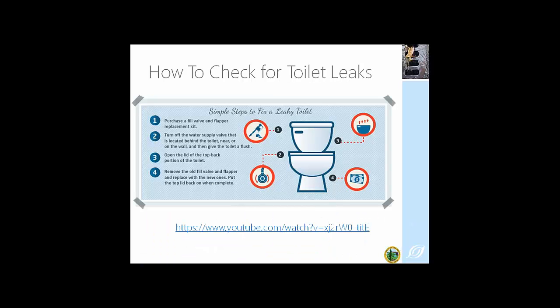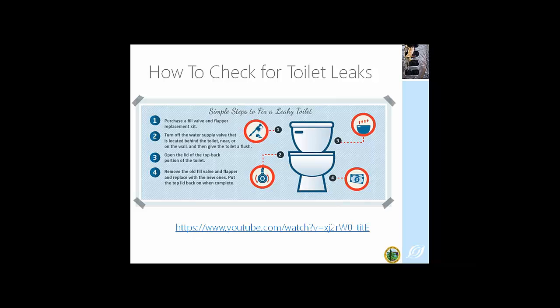Sometimes it's not your gallons per flush that's the issue. It could be a potential leak. Sometimes customers will look at their water bill and say, wow, there's no way we're using this much water. What is going on? It could be from a leaky toilet, which isn't always visible, but it definitely is detectable.